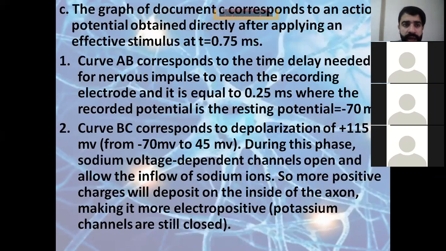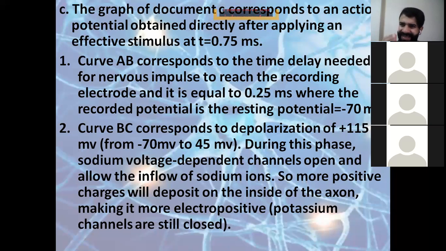Moving to part 3, the graph corresponds to the action potential obtained directly after applying an effective stimulus at t equals 0.725 milliseconds. So AB, we said it's the time needed to start. So mainly it's the resting potential, which is minus 70 millivolt. So AB corresponds to the time delay needed to reach the electrode, and it's equal to about 0.25 millisecond. This is where the recorded potential is the resting potential, as Selena said, minus 70 millivolt. BC is the depolarization from minus 70 to about 40 or 45.